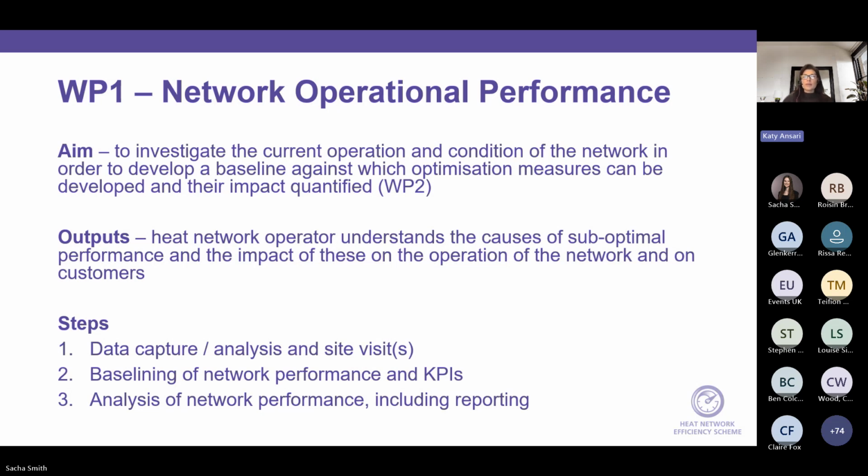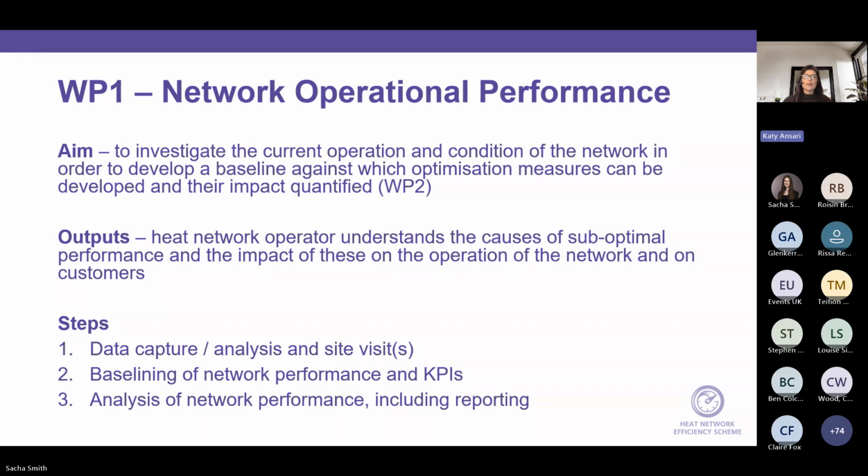Work package 1 is basically to investigate and assess the network's current operational performance and the conditions of the network. This is required in order to develop a baseline against the optimization measures that can be developed and the impact they'll have, which is quantified in work package 2. This is important as well, so that the heat network operator understands the causes of any suboptimal performance the heat network has been going through, and the impact these have on the operation of the network and its customers.